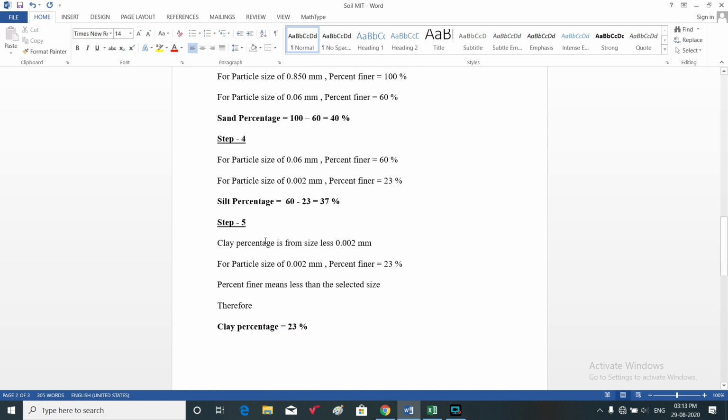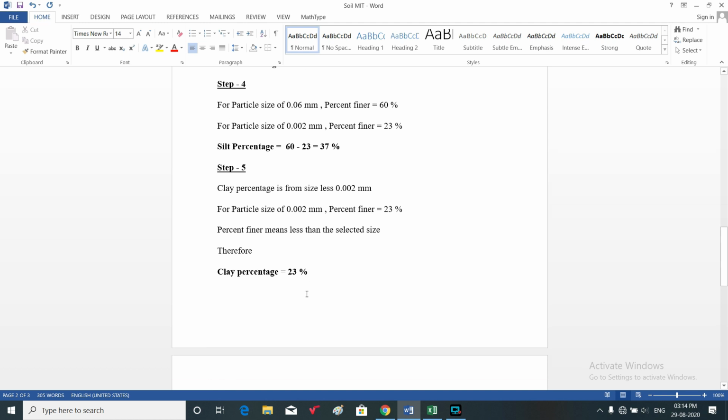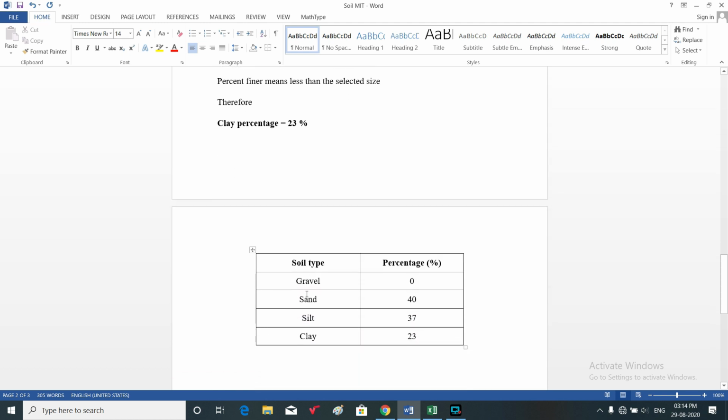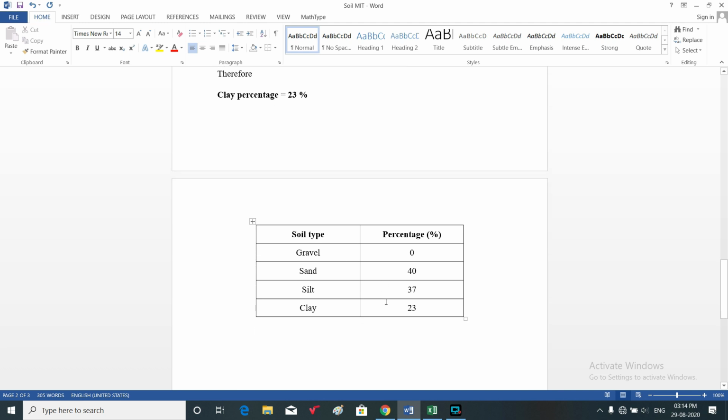For the clay, as we know, the particle size of clay is less than 2 micron or 0.002 mm. The percent finer for 0.002 mm in the given soil is 23%, so the clay percentage in the given soil is 23%. So the breakdown of the given soil is: gravel 0%, sand 40%, silt 37%, and clay 23%. This represents the proportion of various soil types in the given soil according to the MIT system.